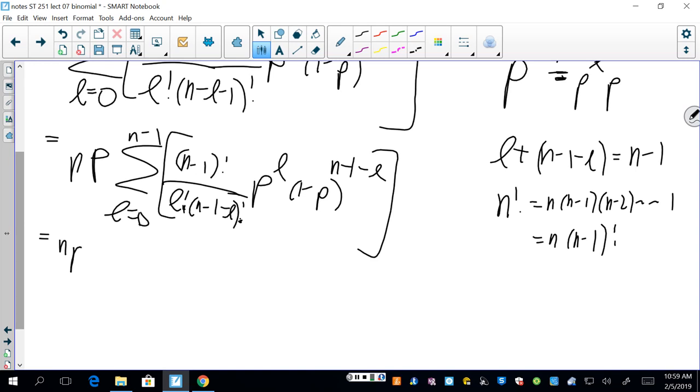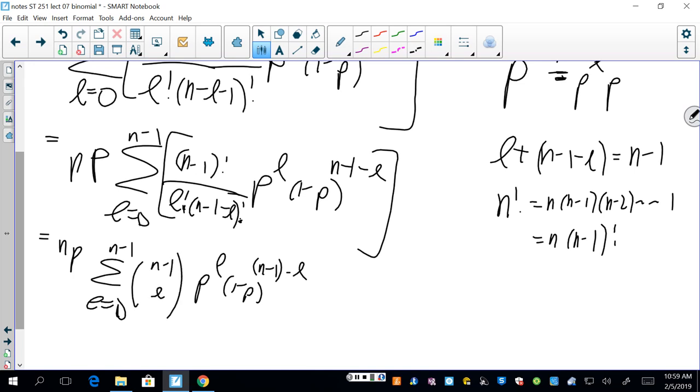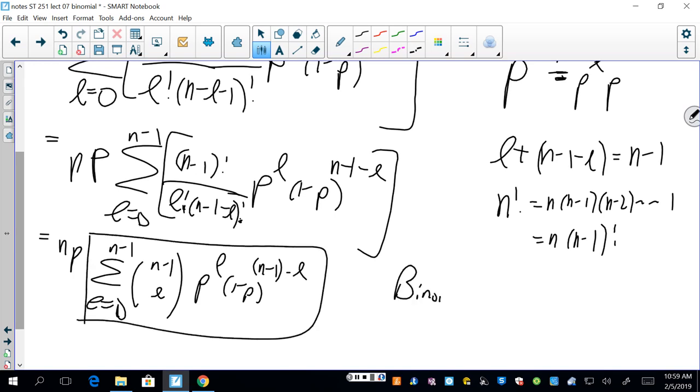I'm going to rewrite it a little bit. L from 0 to n minus 1. There's a p to the L, a 1 minus p to the n minus 1 minus L. This part over here is really n minus 1 choose L. There's n minus 1 factorial over L factorial, and then n minus 1 minus L factorial. So these are the probabilities for a binomial, where if you had n minus 1 trials and a probability of p. Right? These would be the probabilities here.